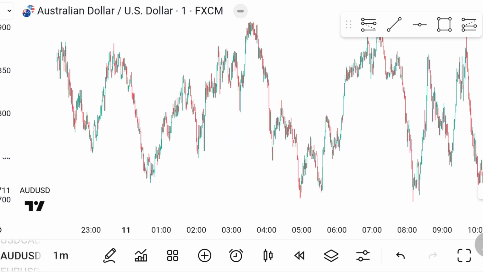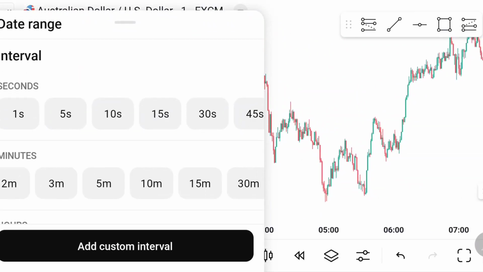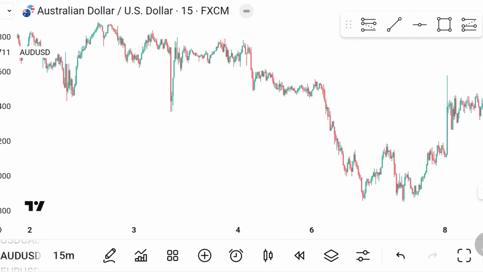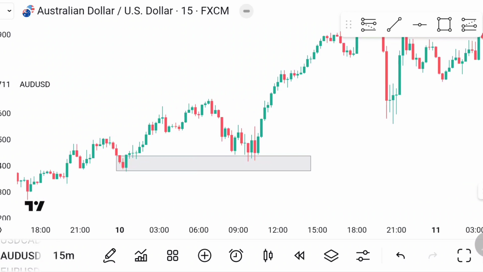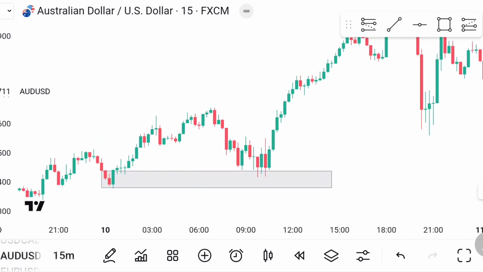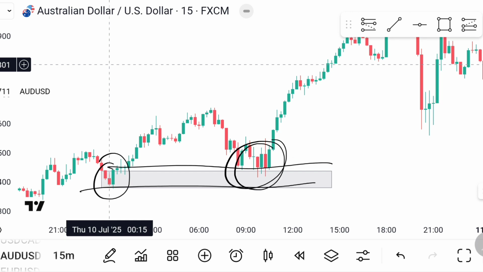So in Australian dollar, we have to go to 15 minutes in order to see it clearly. Okay, good. So I've marked this zone. On the 15 minutes time frame, you can see this zone. This is a demand zone. So the market came to this zone, and there's an entry confirmation here on the lower time frame.